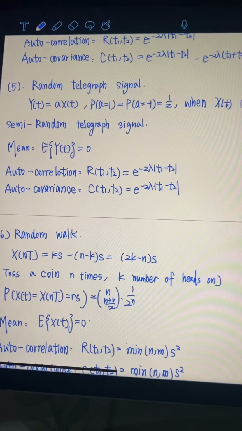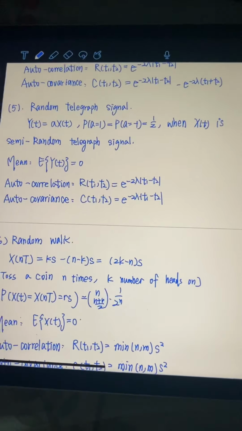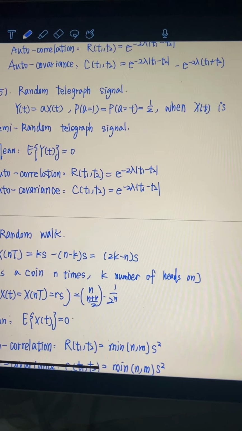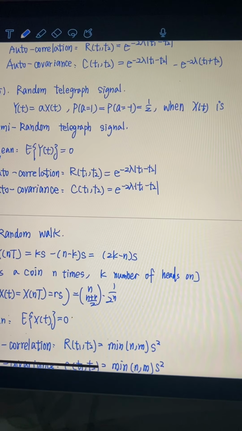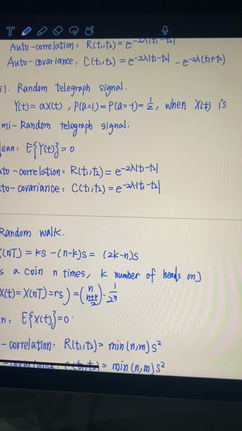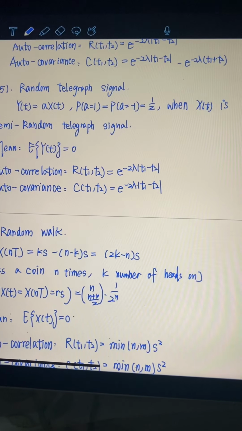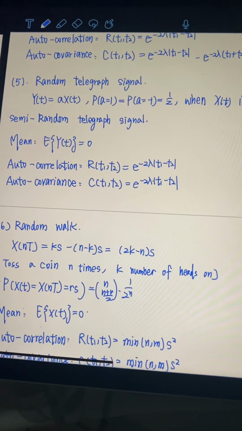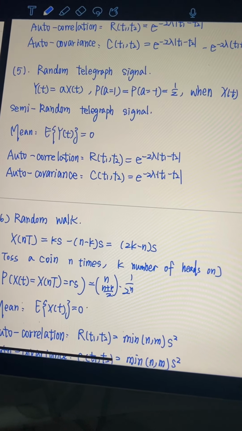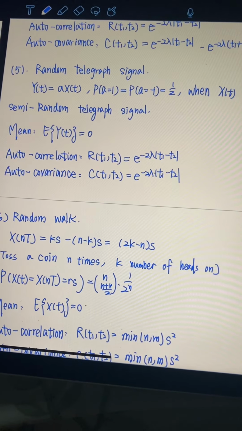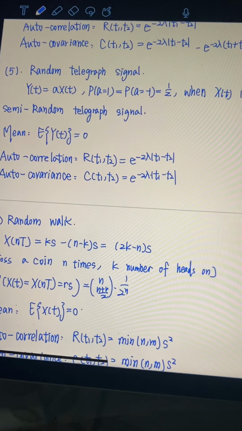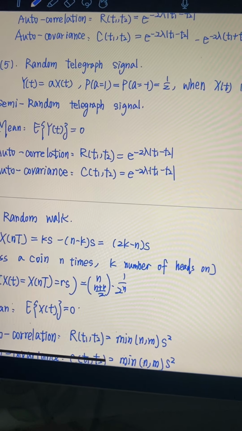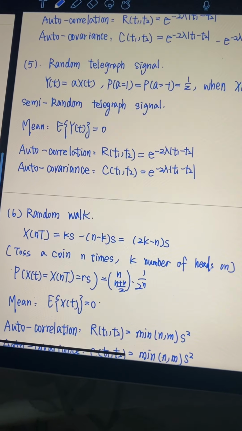For the random telegraph signal, Y(t) is equal to alpha X(t), where P(alpha = 1) equals P(alpha = -1) equals 0.5. When X(t) is a semi-random telegraph signal, as we mentioned above, the mean value of it is equal to 0, and R(t1, t2) is equal to C(t1, t2), that is e to the -2 lambda times the absolute value of t1 minus t2.